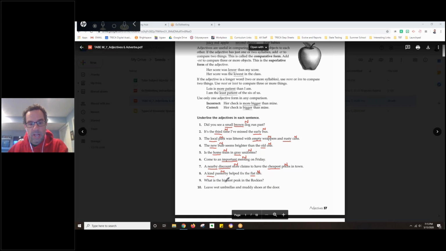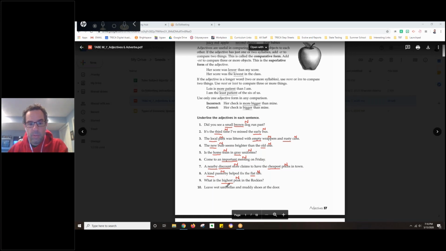Number 9 says, what is the highest peak in the Rockies? So again, we're going to look for the noun. The noun would be peak. That just means a mountain. What is the highest mountain? And we're looking for, well, what kind of peak? And that would be highest.